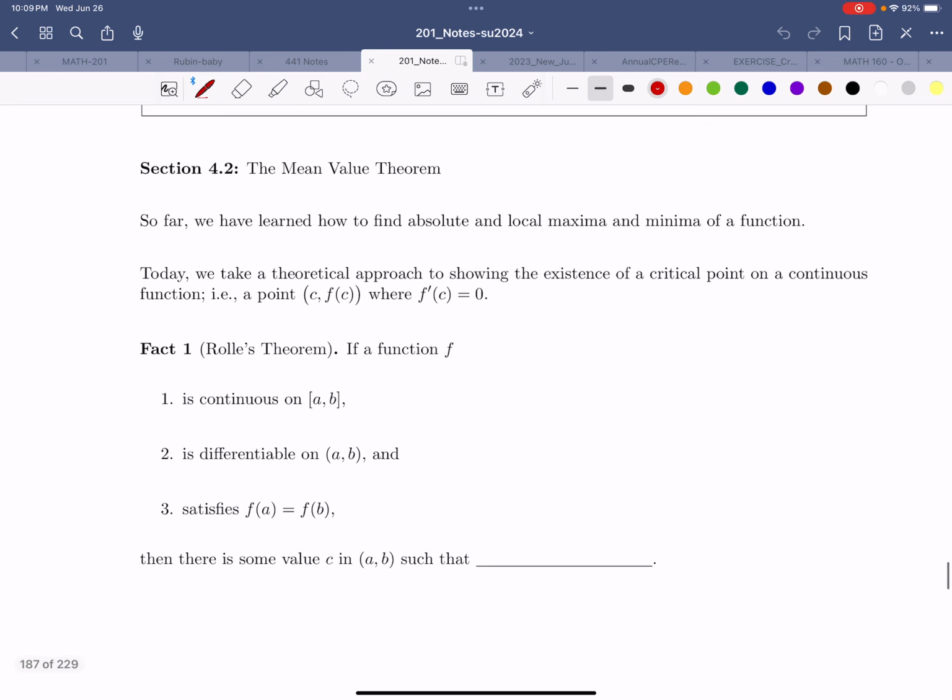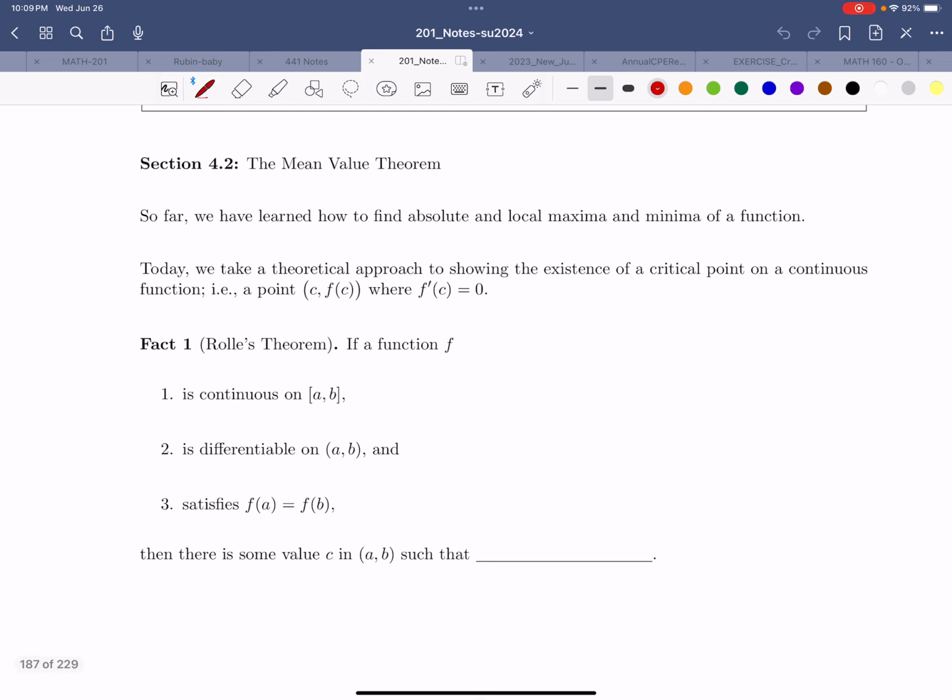So remember, this is a little bit different from what we've been doing before. We used a technique to find local max or min of a function. We could find exactly what that point was. Here, we're going to be taking an approach similar to the intermediate value theorem's approach, right? Where we're going to be showing the existence of a point or the existence of a solution to an equation, even if we might not necessarily know what that point is.